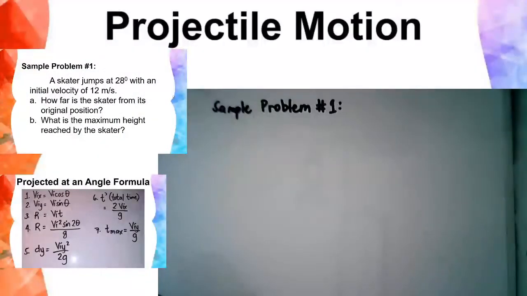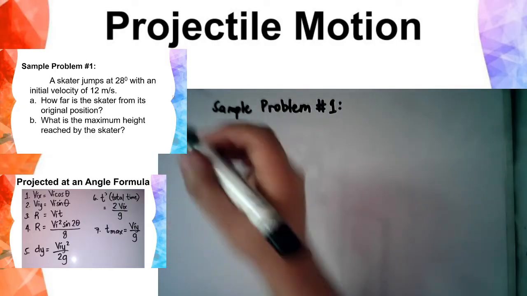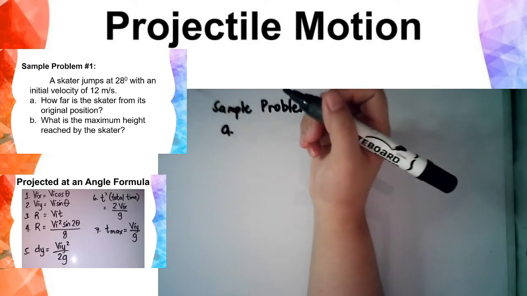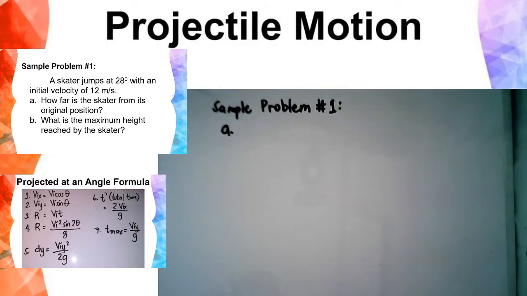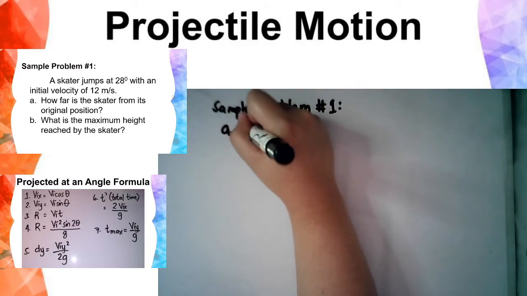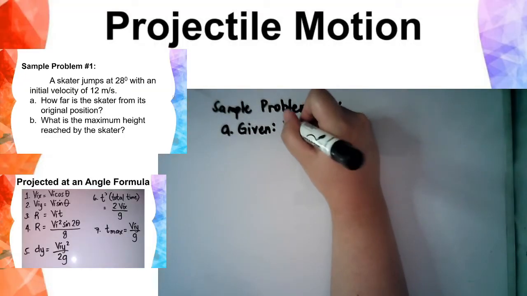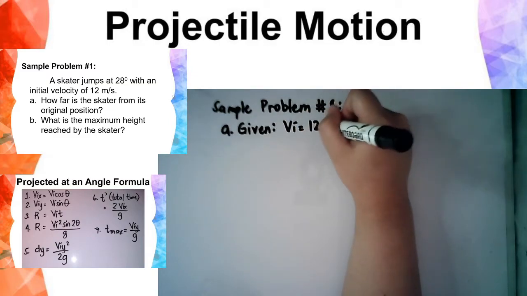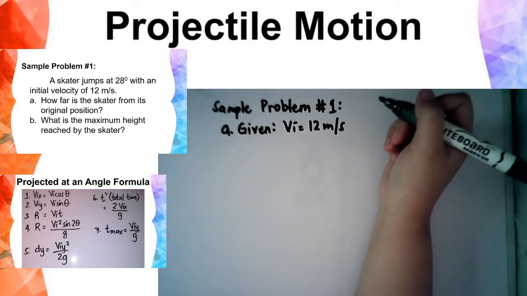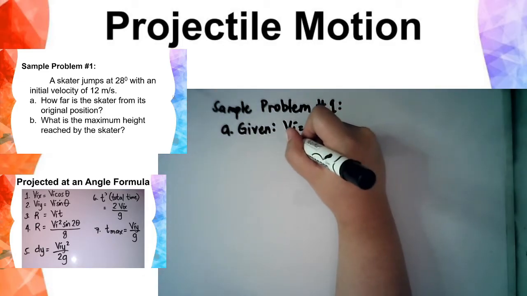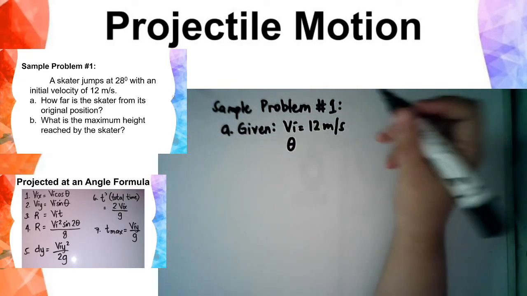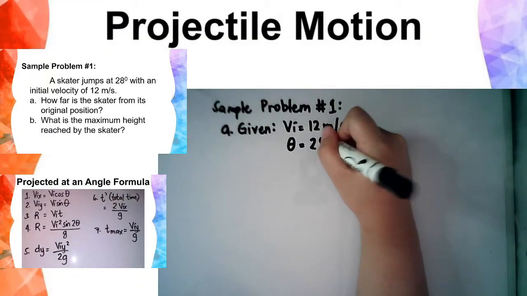For sample problem number 1, dalawa po yung tinatanong: the range and the maximum height. Let's proceed first with the range, that is letter A. Tulad ng mga steps natin nung nakaraan, first step, you need to identify the given quantities. For the given, we have the initial velocity, which is 12 meters per second. And then we also have the angle. Ito po, yung theta, yan yung ilalagay nating symbol. So, theta or the angle is 28 degrees.